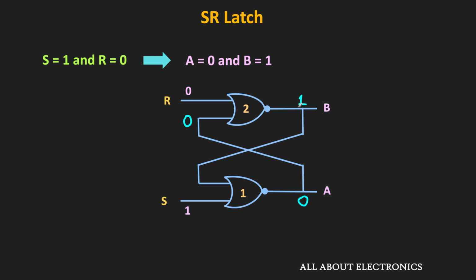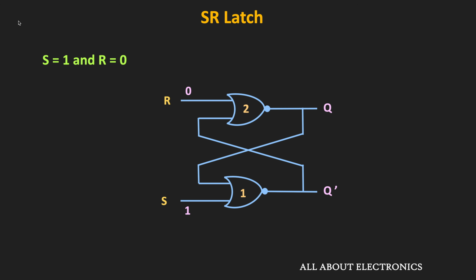That means after the application of these inputs, in the next state A will be equal to 0 and B will be equal to 1. And if you see over here, both outputs are complementary. That means when one output is high, the second output will be low, or vice versa, when one is low, the second will be high. In fact, whenever we are designing the latch, its two outputs have to be complementary. So let's say here this B output is equal to Q and this A output is equal to Q dash.